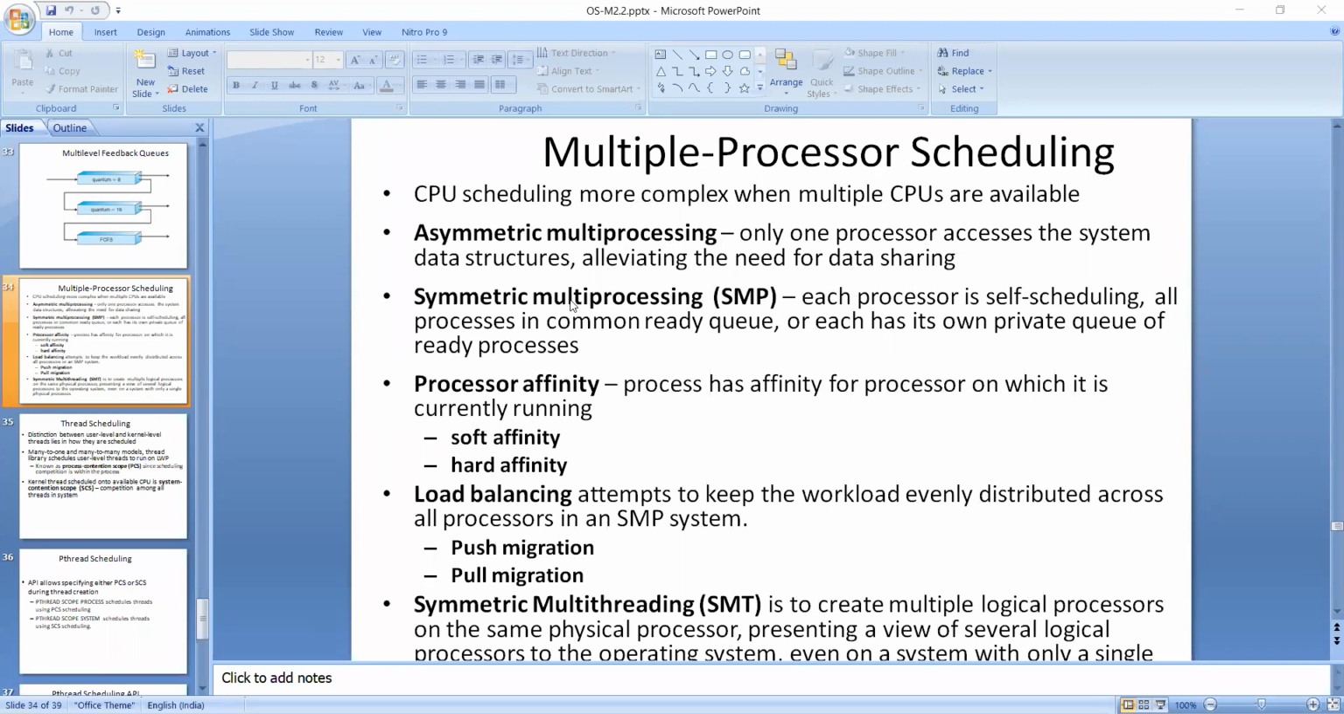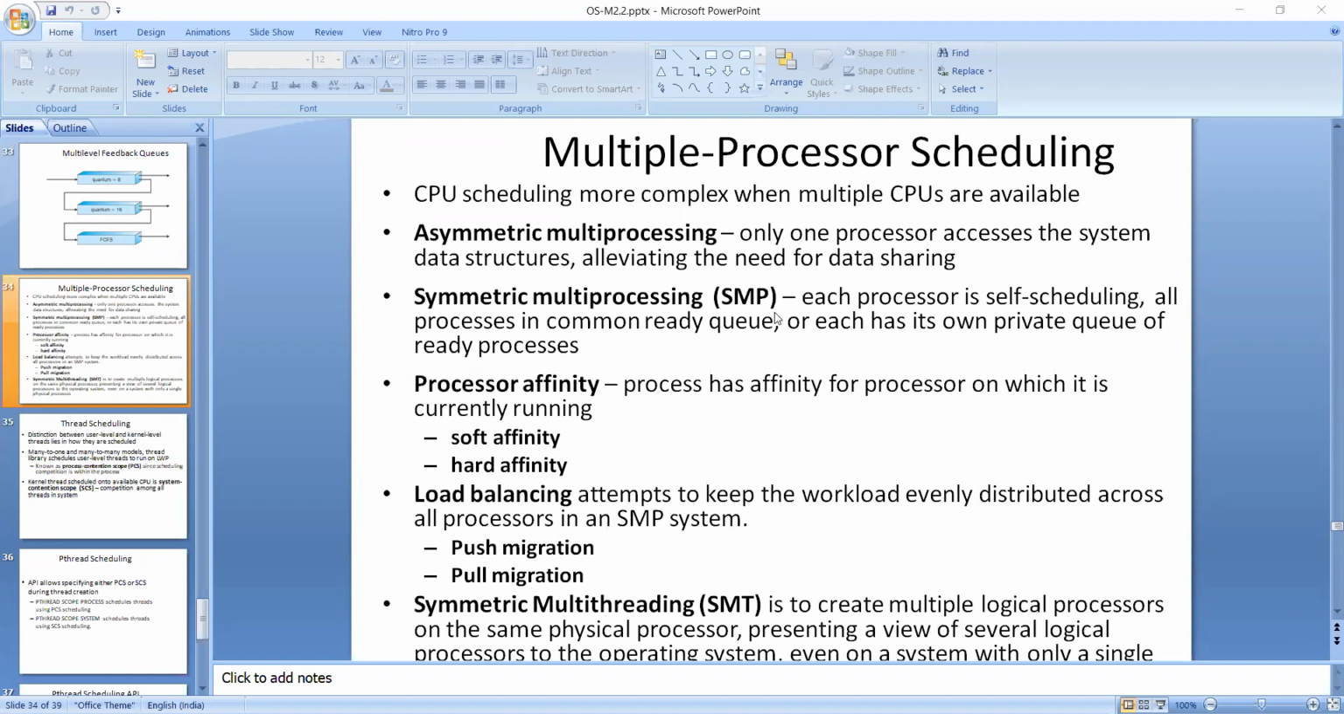The second approach is called symmetric multiprocessing, also called SMP. SMP means symmetric multiprocessing, where each processor is self-scheduling. Here every processor is self-scheduling in symmetric multiprocessing. All the processes may be in a common ready queue, or each processor may have its own private queue of ready processes.